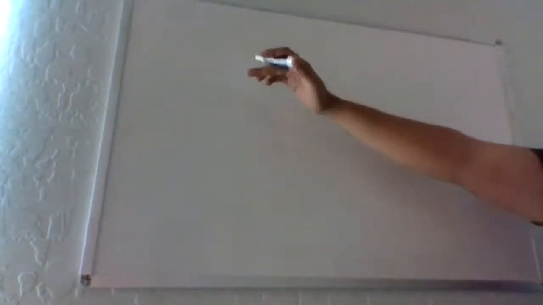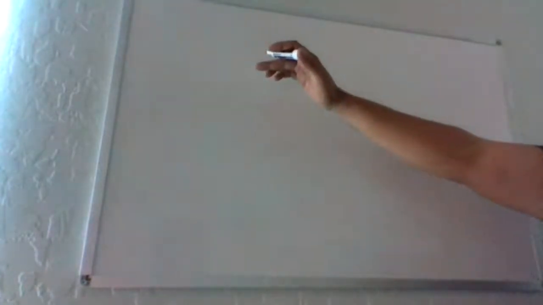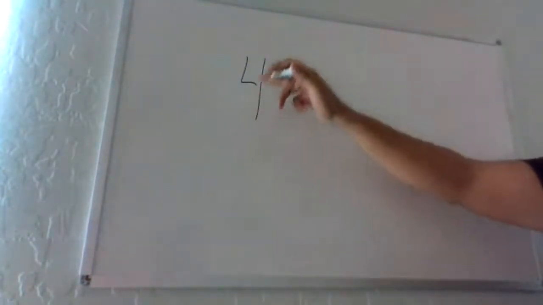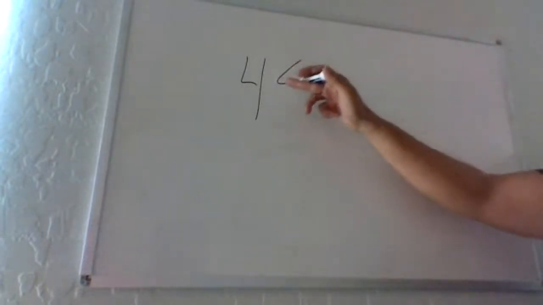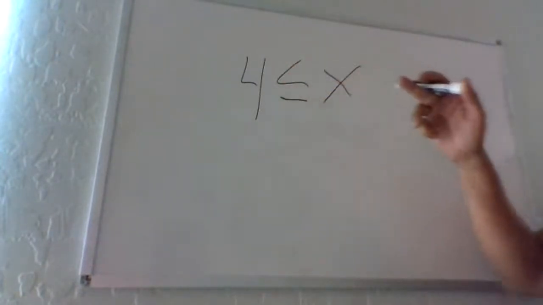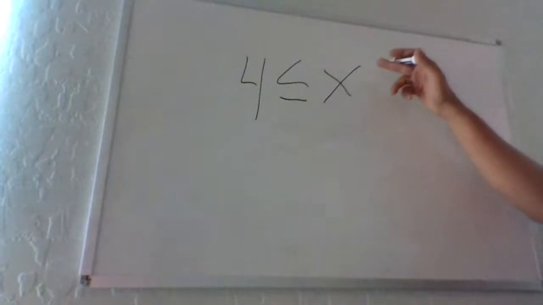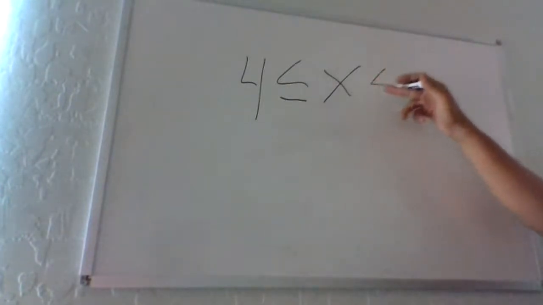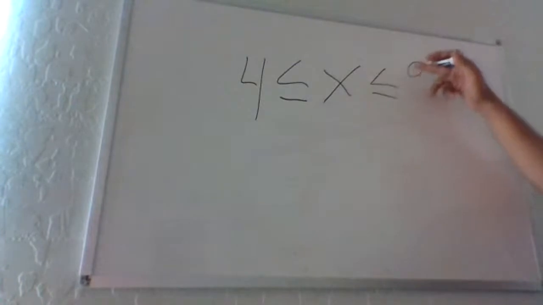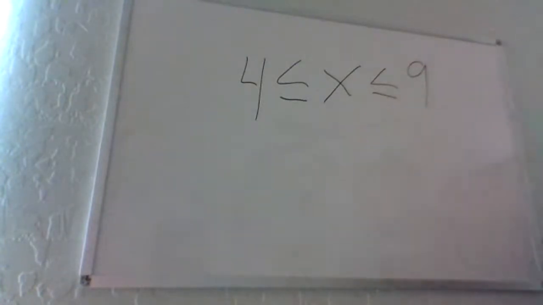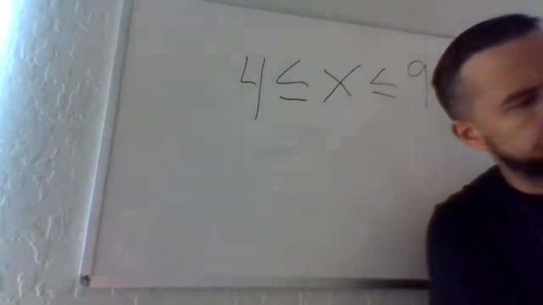Go ahead. How do we write it out? 4 less than or equal to x, and x less than or equal to 9. Flawless. Less than or equal to 9. Yes. Perfect.